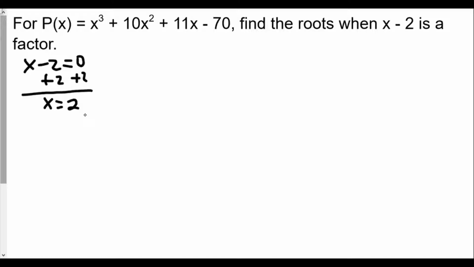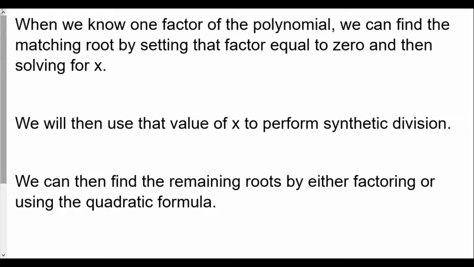But now what? Well, we know one factor of the polynomial. We can then find the matching root by setting the factor equal to 0 and then solving for x, which is what we did. We'll then use that value of x to perform a synthetic division. We can then find the remaining roots by either factoring or using the quadratic formula. And I say this because after we divide using synthetic division, we're going to get a quadratic expression, which we'll set equal to 0. And then again, we are able to either factor or use the quadratic formula to help solve.